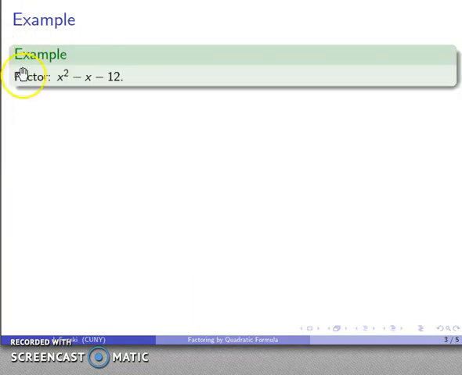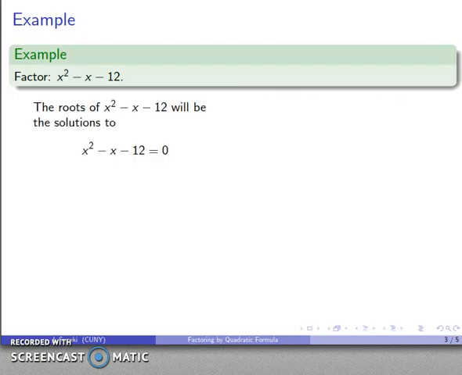So, for example, let's take a look at x squared minus x minus 12. If you've been practicing factoring for years and years, you might be able to look at this and say, oh, I know how to factor that. But let's say that you want to factor it without having to go through years and years of practice. Well, to find the factors, we'll look for the roots, and that means we'll try to solve the equation quadratic expression equal to zero.